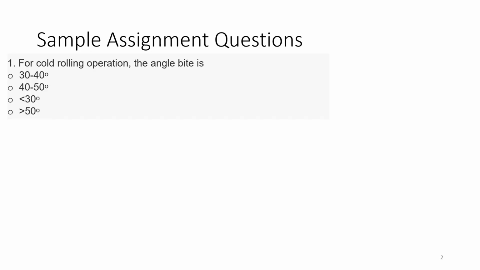Okay, so the first question is based on cold rolling. For cold rolling operation, the angle of bite is. In case of cold rolling operation, you have a lower angle compared to hot rolling. For all cold rolling operations, it is less than 30 degrees. So 30 degrees will be the answer. If you have any query, you can unmute yourself and ask.